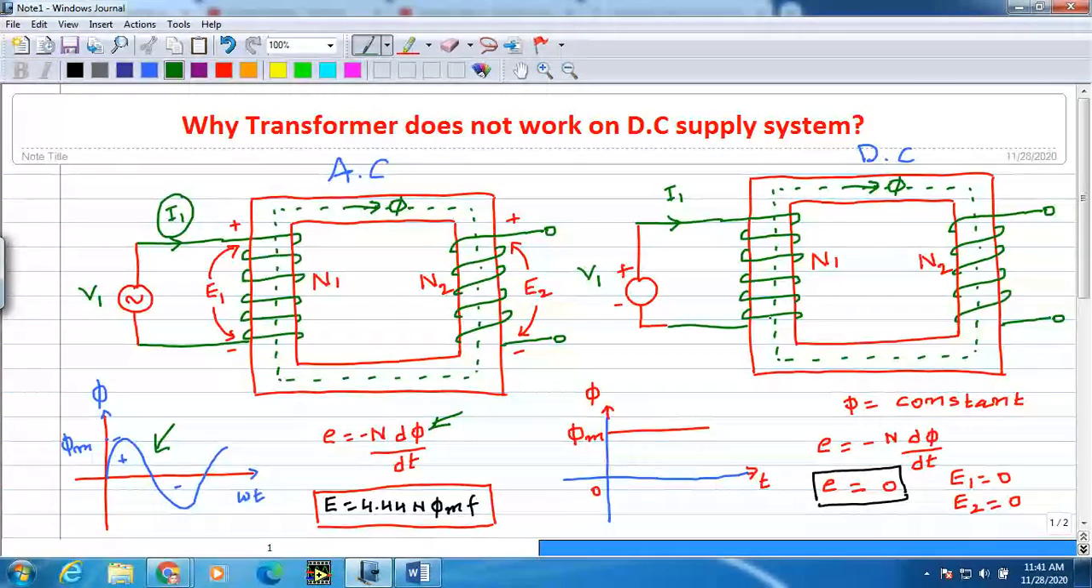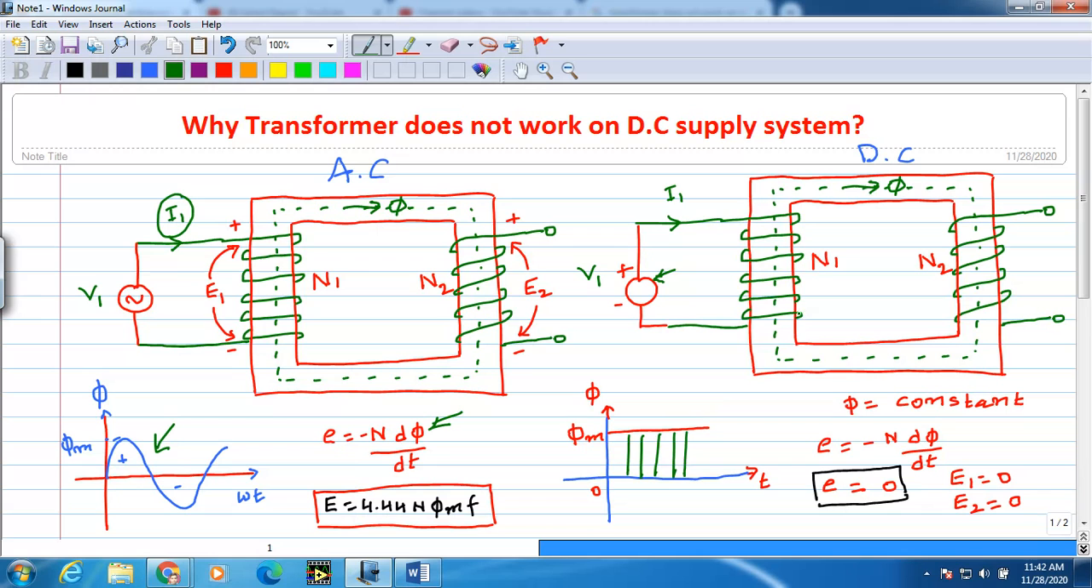But the same transformer, if we make it work on a DC system, then what happens? If you are giving the DC supply system, this is positive and negative here, then the current is also DC current. Clear? Now DC current will create a DC flux, meaning a constant flux. This is a constant flux which is created by the current I1. If you are giving the DC supply to the primary winding, a constant flux will be there.